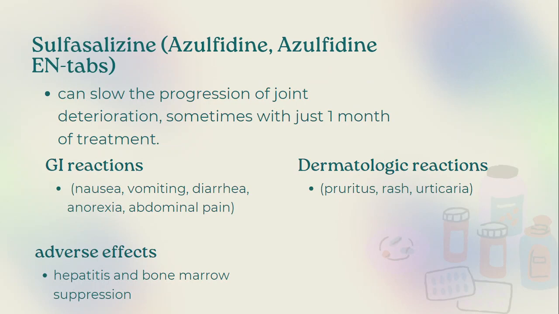Sulfasalazine, under the brand name Azulfidine or Azulfidine EN-tabs. It can slow the progression of joint deterioration, sometimes with just 1 month of treatment. For GI reactions: nausea, vomiting, diarrhea, anorexia, and abdominal pain. Dermatologic reactions: pruritus, rash, urticaria. Other adverse effects: hepatitis and bone marrow suppression.